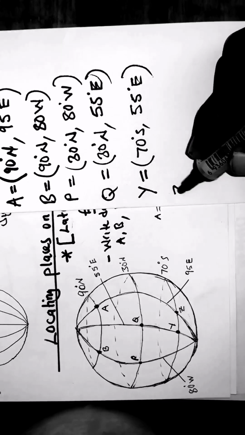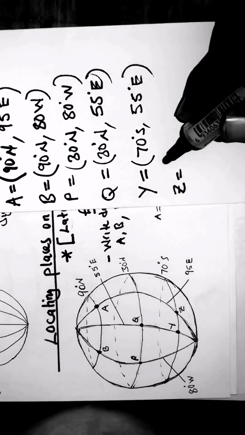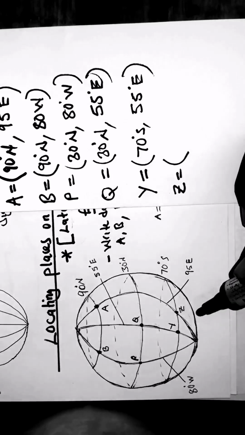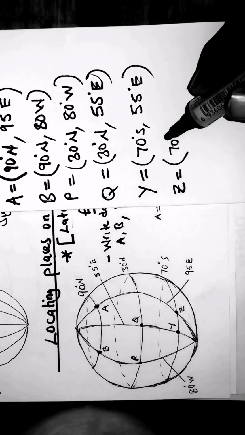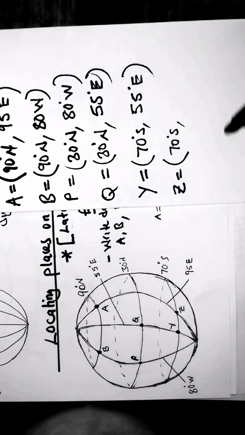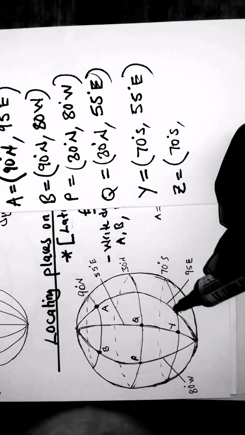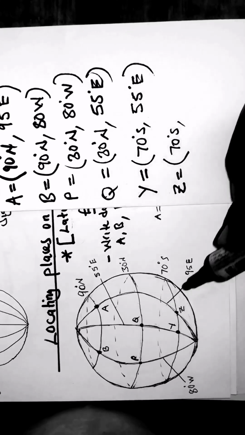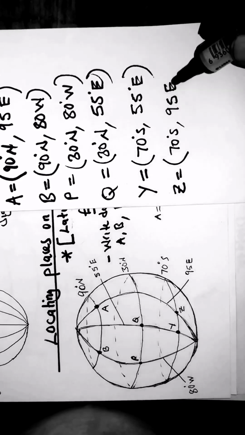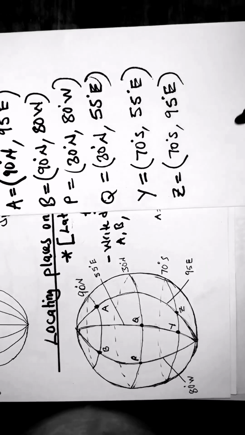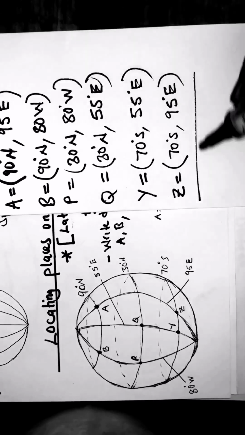Then the last one, Z. Z is on latitude 70 degrees south, as you can see. Then longitude 95 degrees east. So that's how you locate places or points on the surface of the Earth.